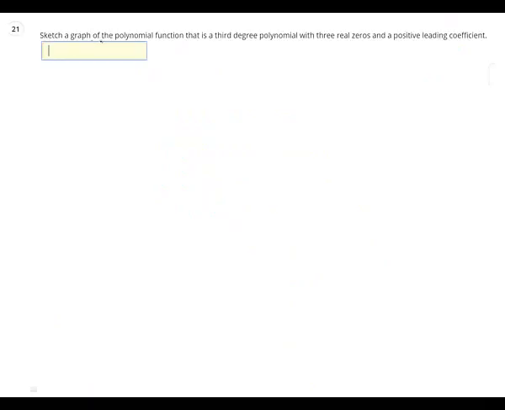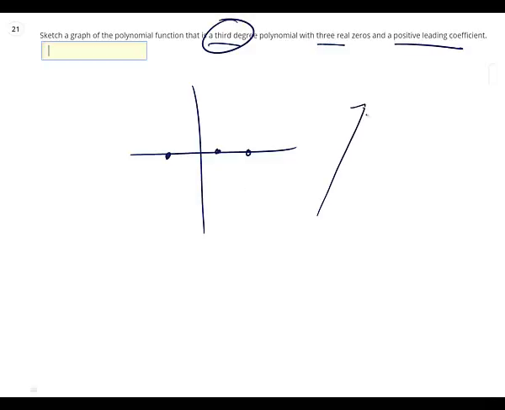All right. Sketch a graph of the polynomial function that's third degree, 3 real zeros, and a positive leading coefficient. All right. 3 real zeros. 1, 2, 3 on the graph, right? Third degree, even or odd? Odd, so they're pointing the same way or opposite ways? Opposite, and then if it's a positive leading coefficient, we know it has to look like a positive sloped line. So that arrow is going to go down, and that one's going to go up. So 1, 2, 3 zeros.